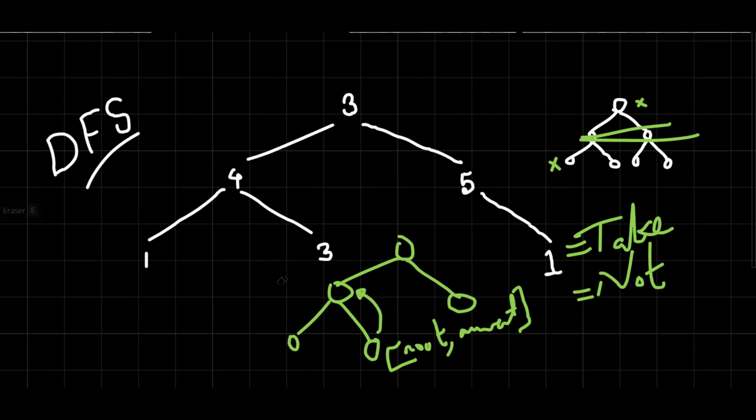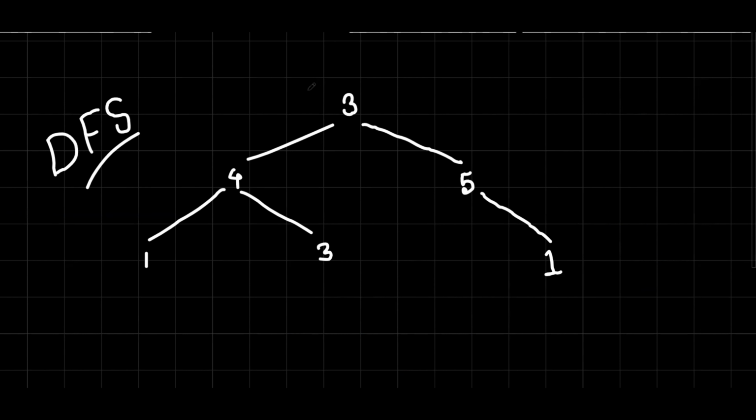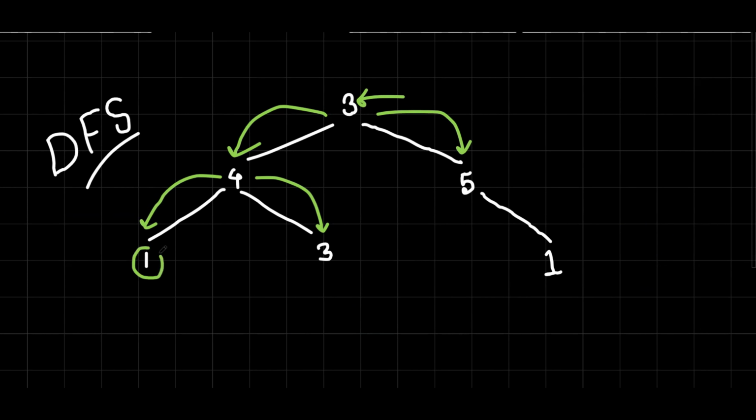Now let's erase it. In the DFS call, at first we are in the first node, and from the first node we will go to the left child and right child. Now from the left child we will go to its left child again, and then to the right child. Now this left child 1 is a leaf node. It also has two children, but their values are null.